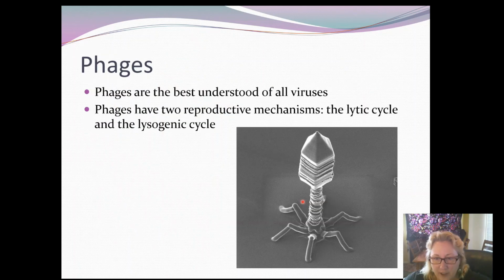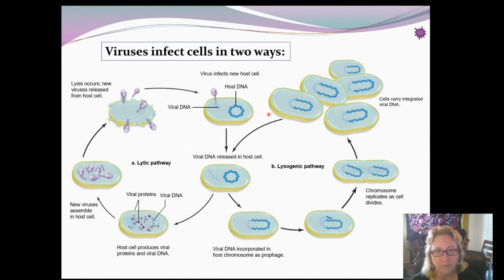Phages are very well understood because possibly the best understood cell is not a human cell, but an E. coli cell, and the viruses that attack that cell are phages. These viruses have two basic life cycles, one that kills the cell immediately and one that will allow the cell to replicate. So our phage here infects our bacterial cell, and it's going to do one of two things.